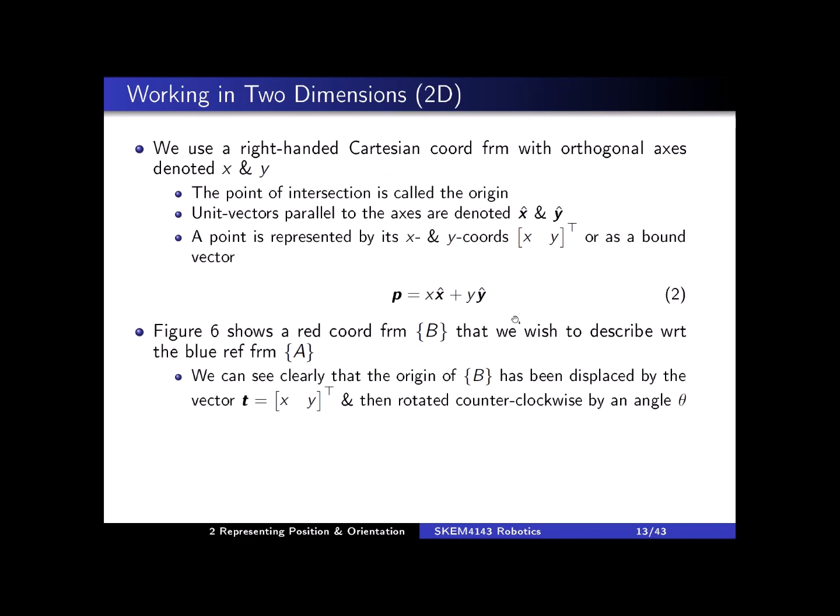Okay, now let's look at working in 2 dimensions. So we use a right-handed Cartesian coordinate frame with orthogonal axes denoted x and y. I have explained this earlier. Origin, I've explained. Unit vectors, I've explained. A point is represented this way, I've explained as well.